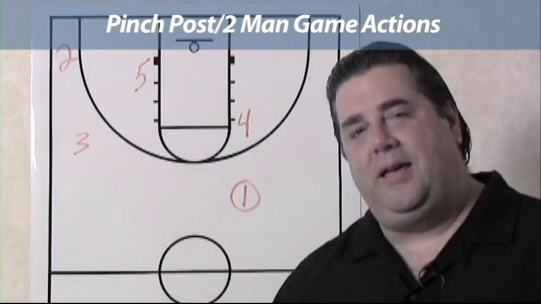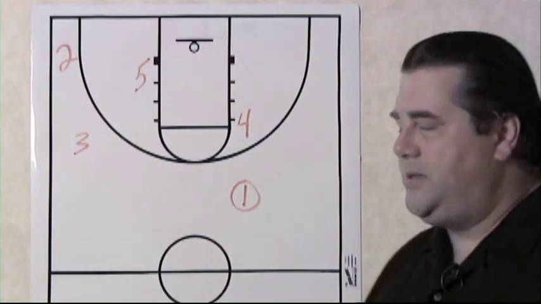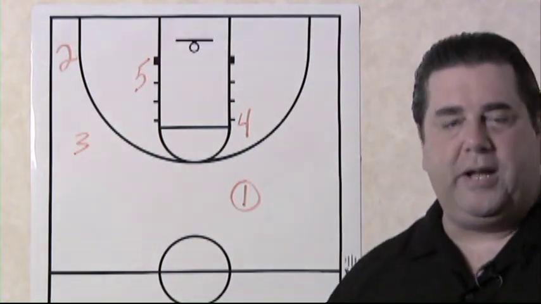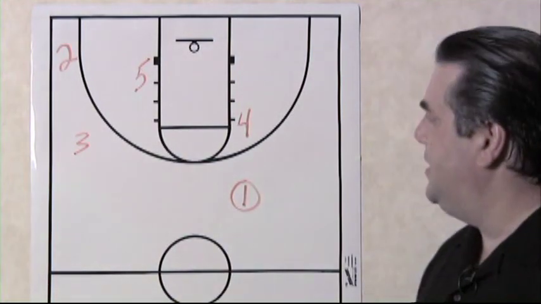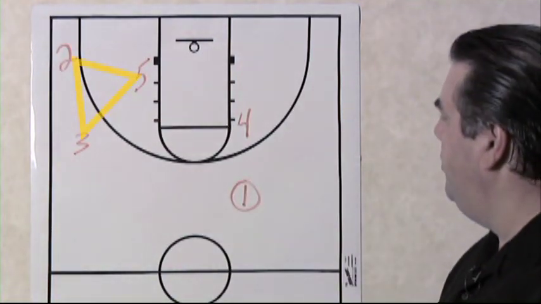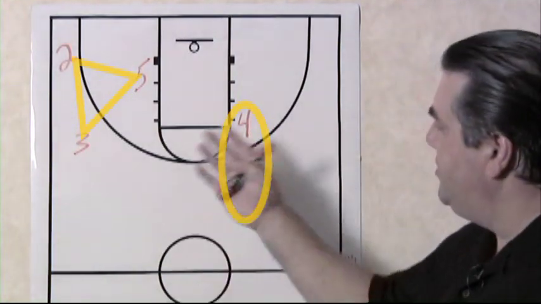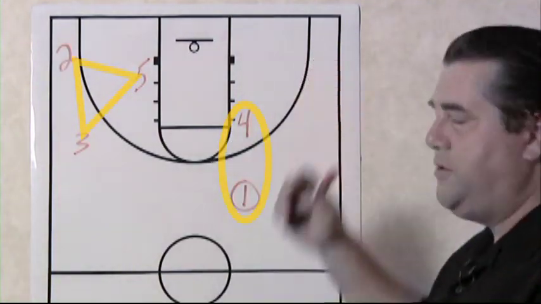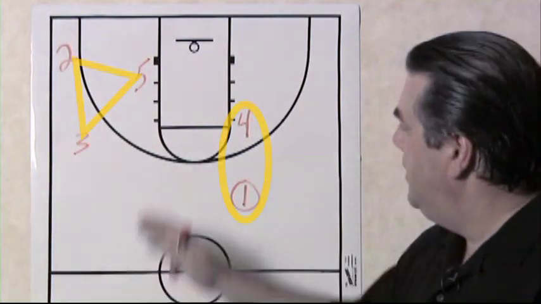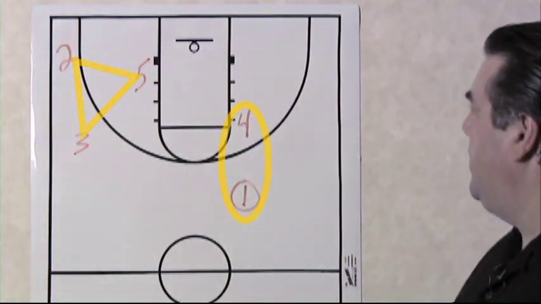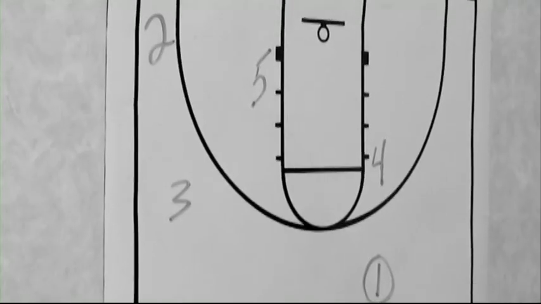Okay, now we're in the culmination series of the offense. All of our entries that we've just shown you, the wing entry, the post entries, take you to this alignment. The triangle on one side of the floor, the pinch post, or the 2-man game on the other side of the floor. Obviously, depending on what entry you use, you could have your triangle on the right side and your pinch post, 2-man game on the left side. This is what it'll look like as the culmination series begins.